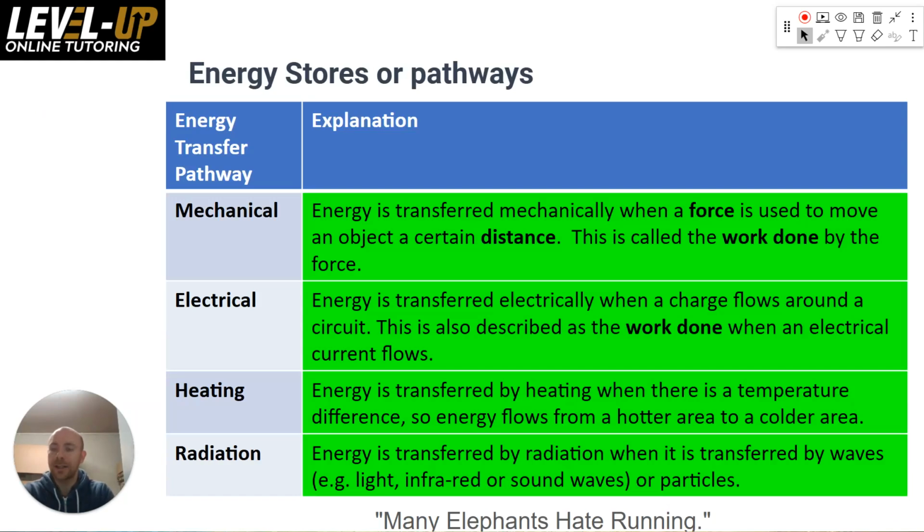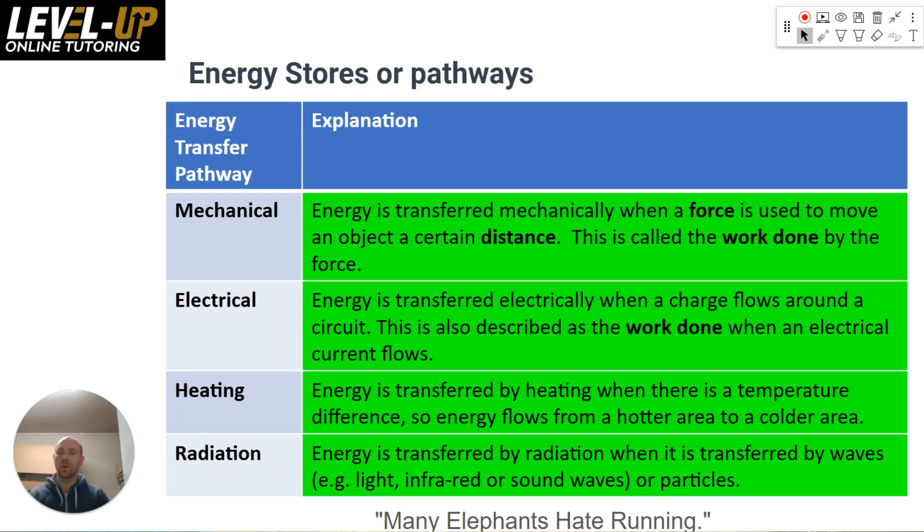Okay, so as well as those stores, we said that energy can only be transferred from one store to another. It cannot be created or destroyed. And the way in which they change those stores is via these energy pathways. There are 4 of these that you need to know: mechanical, electrical, heating, and radiation.